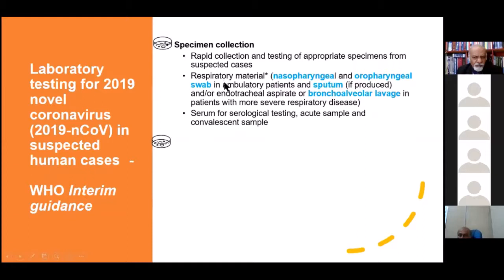Respiratory materials such as the nasopharyngeal and also the oropharyngeal swab in ambulatory patients and sputum if it is produced, and or endotracheal samples or bronchoalveolar lavage fluids or BALF in patients with more severe disease are usually used.